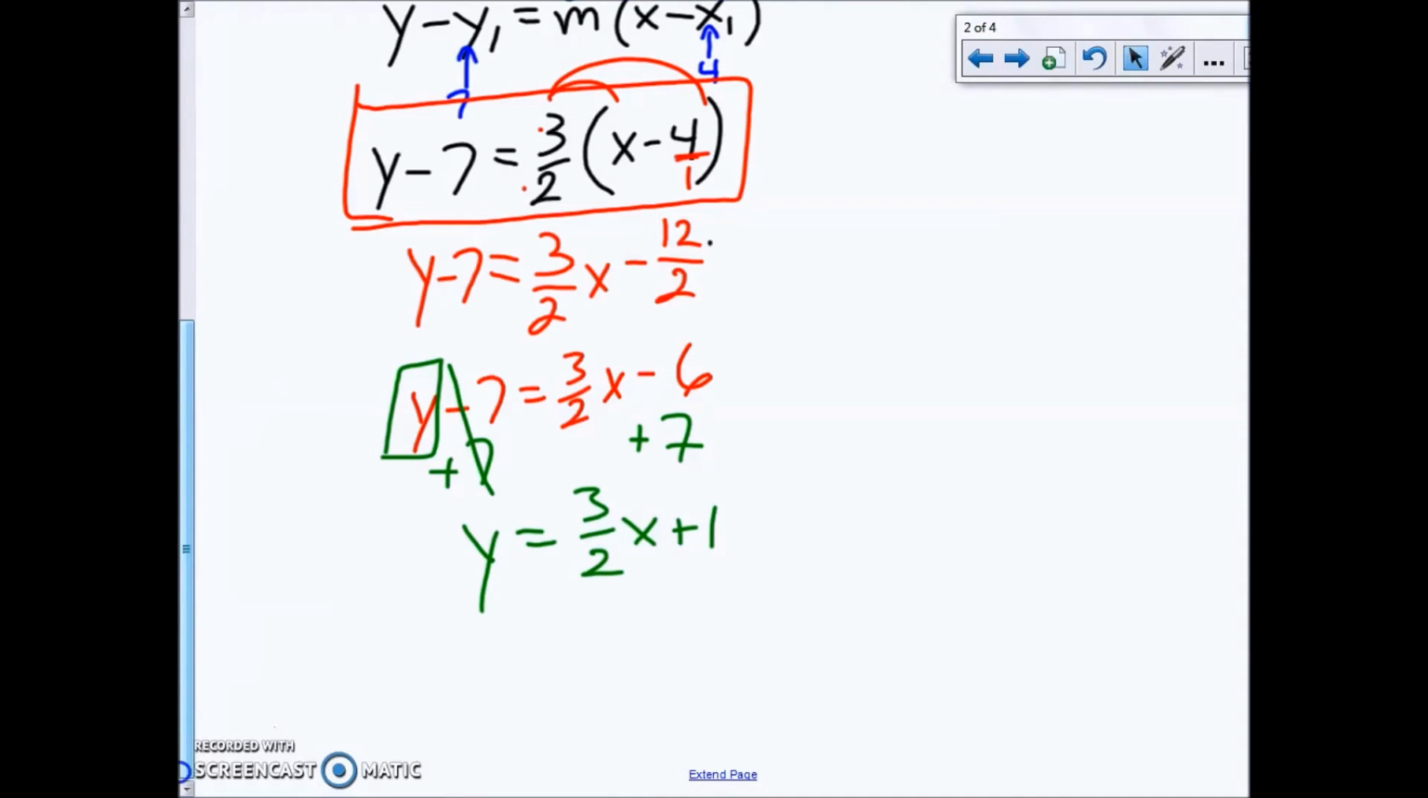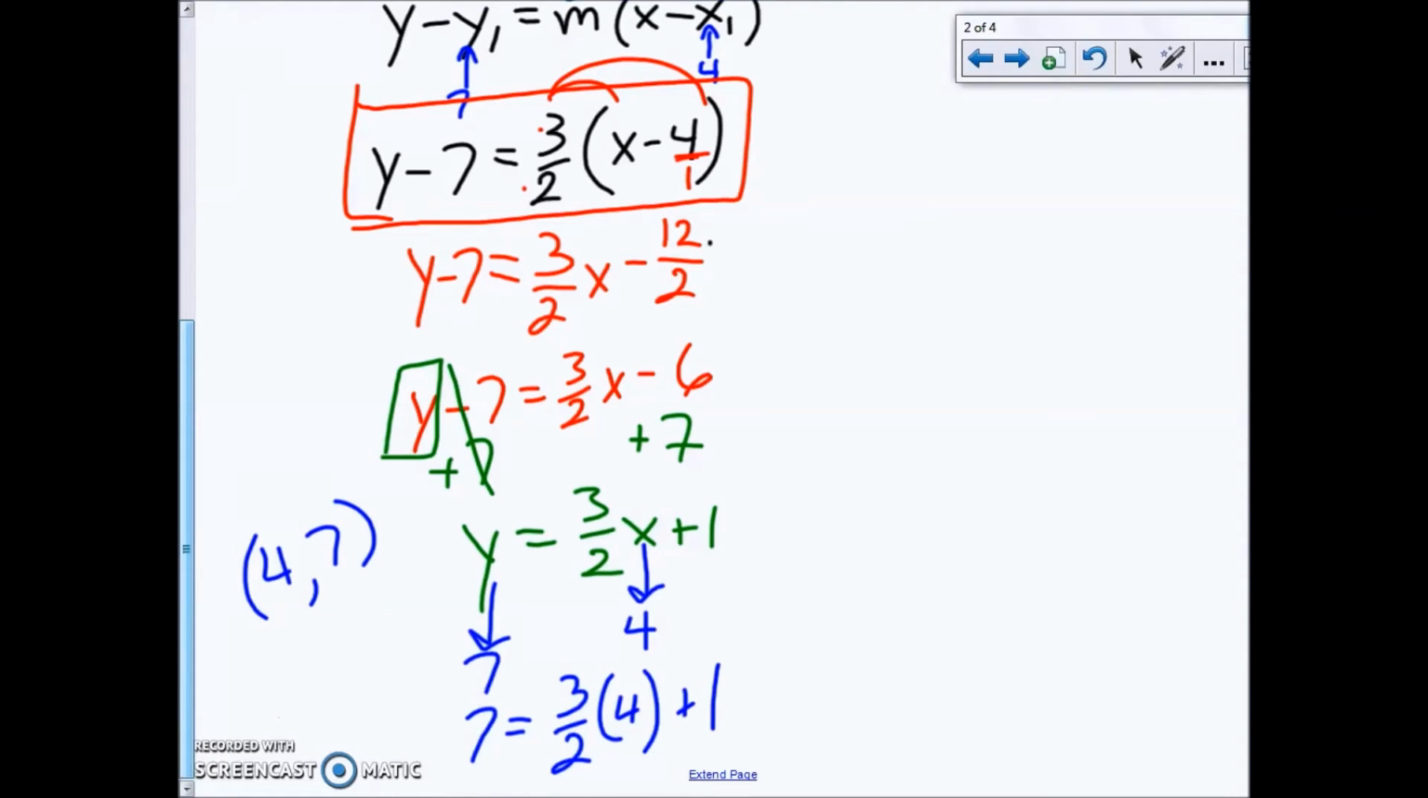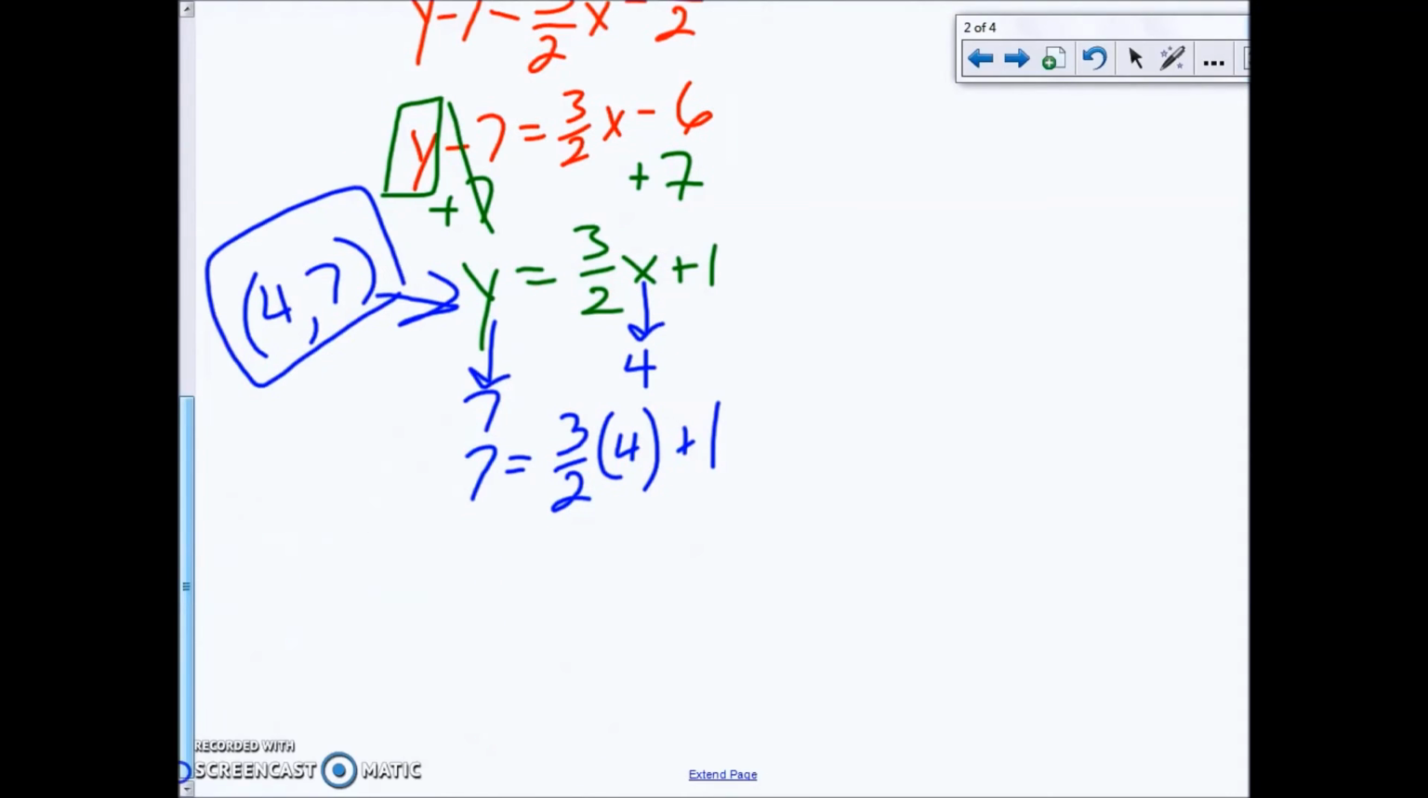Now how can we check? Well, we know that (4, 7) is supposed to be on this line. So if that's true, then when we put in 4 for x and 7 for y, we should come out with a true statement. So if I said 7 equals 3/2 times 4 plus 1, this had better be a true statement. Otherwise what? Otherwise this point does not lie on this line. So let's see if it comes out to be a true statement.